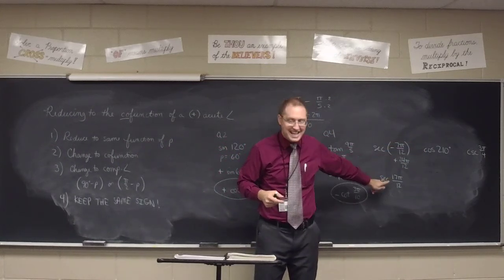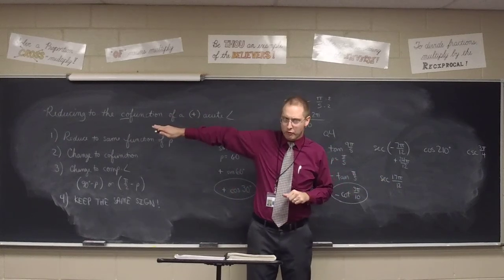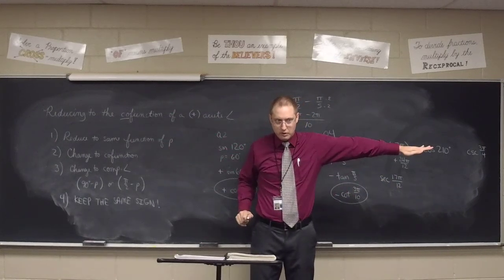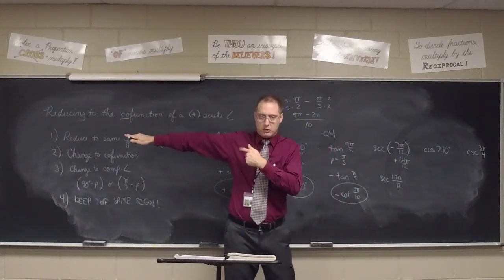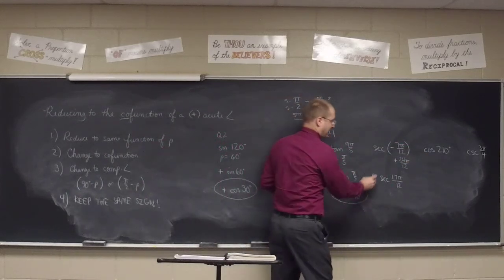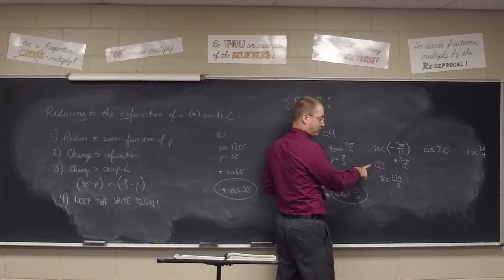Is 17 closer to 12 or 24? 12. It's 5 away from 12. It's 7 away from 24. So it's closer here, so it puts it in quadrant 3. Not by much, but it is still in quadrant 3, correct?